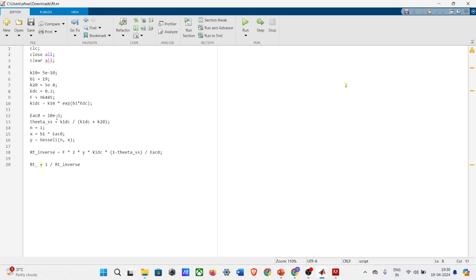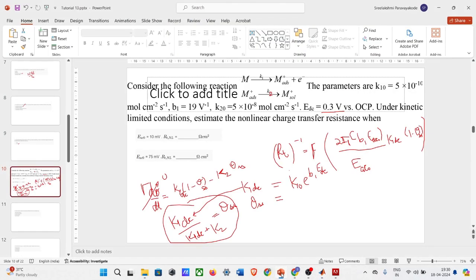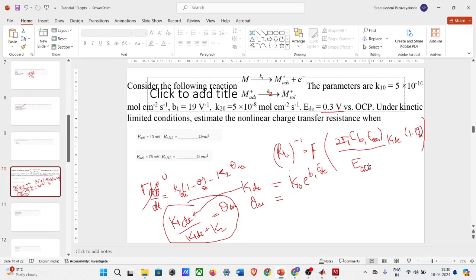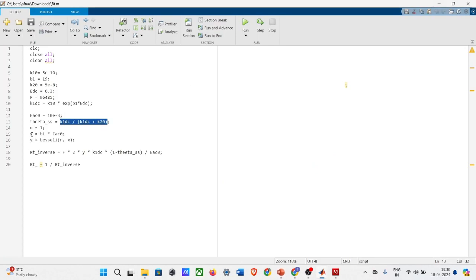EAC naught value is given as 10 to the power minus 3, right? 10 millivolt. So 10 into 10 to the power minus 3, it is given. Theta S is K1 DC by K1 DC plus K2 naught, we will find out. Then the N value is already given in the question, that is N I1 of B1 EAC naught. So N is 1, and the X value here is B1 into EAC naught.